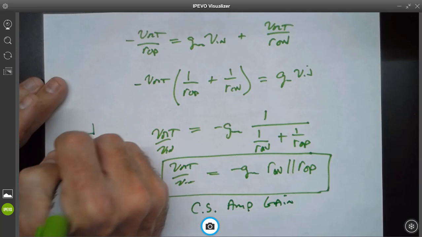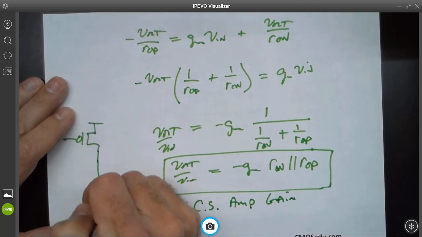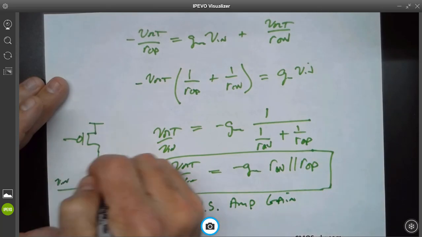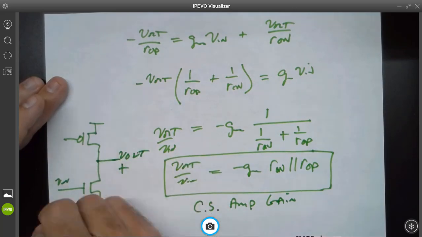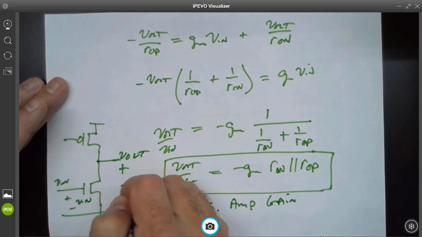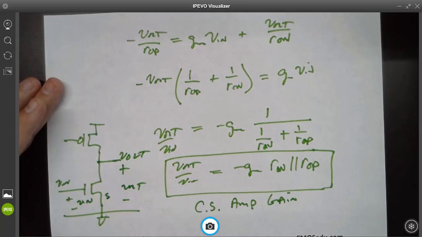So here's my circuit. Here's my amp. Here's my V in. Here's my V out. I look and I've got plus minus, plus minus. Here's V in, here's V out. So see, the source is common with the input and the output. Any questions?